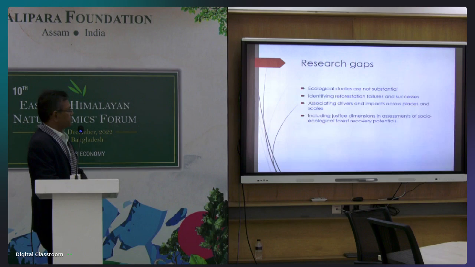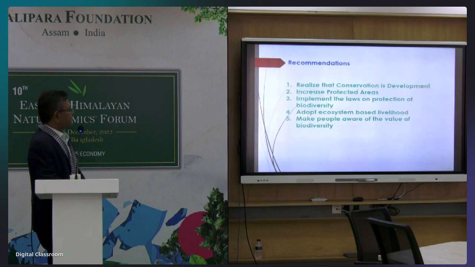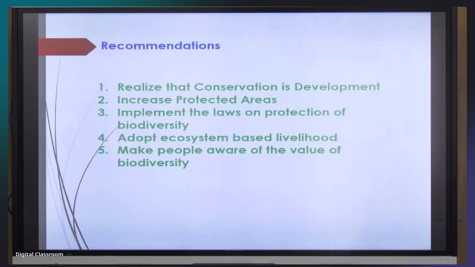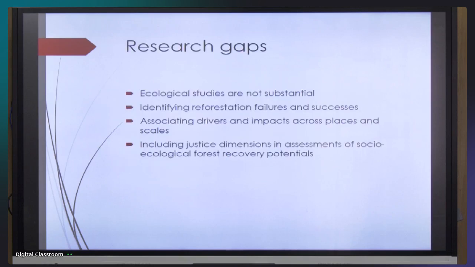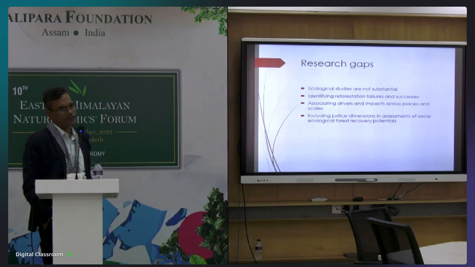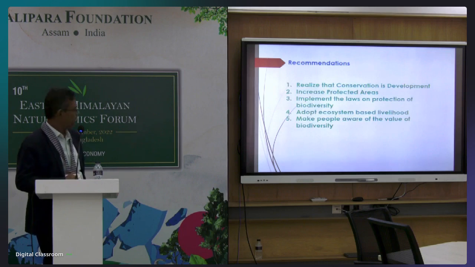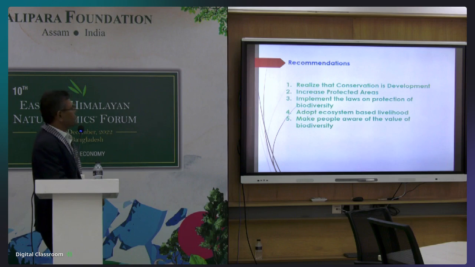And in case of research gaps, I must say that although we have identified many species, we have done taxonomic explorations, but in terms of ecological research, it is not so much. So we need to conduct more ecological research on this aspect, and definitely we should make some recommendations.